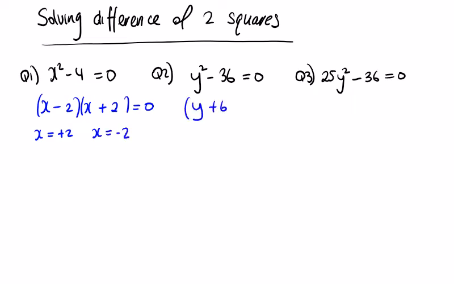y plus 6 by y minus 6 equals 0. So y equals minus 6 to give this whole bracket a value of 0, and y is equal to plus 6 to give this bracket a value of 0.